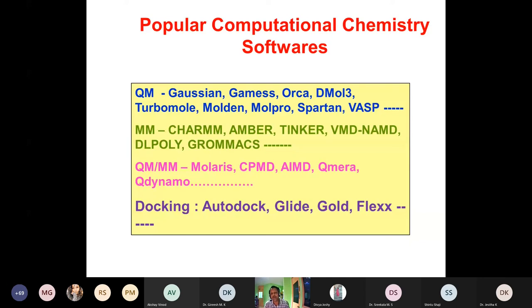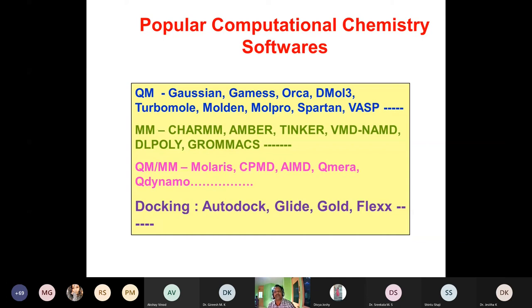Not only that, bigger commercial software providers are in the global market. Particularly in the medicinal chemistry field, Schrodinger is one of the bigger industrial groups supplying these computational chemistry softwares. The price of those softwares is very high. And even using free softwares, we can do smaller and bigger types of research.